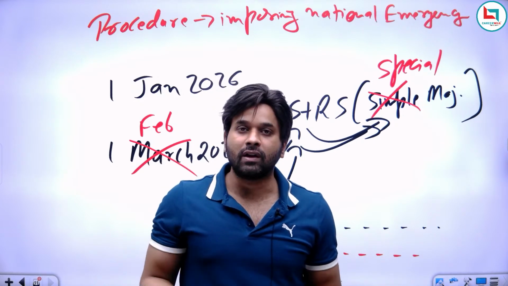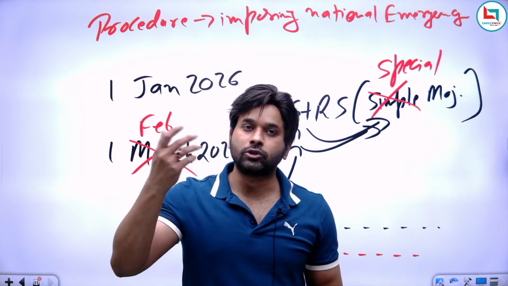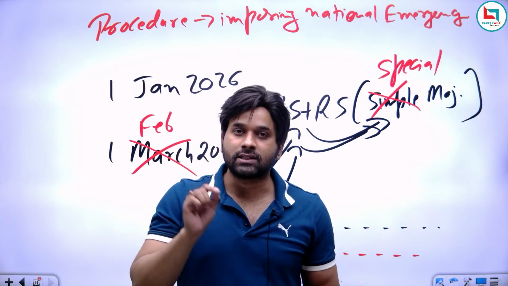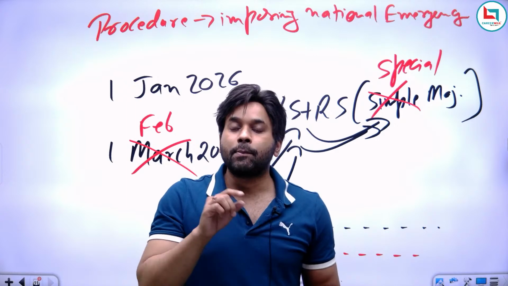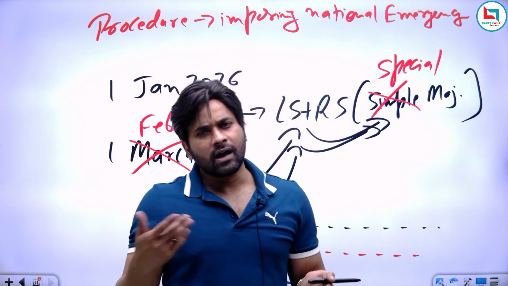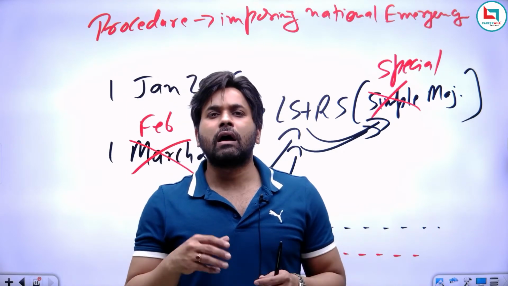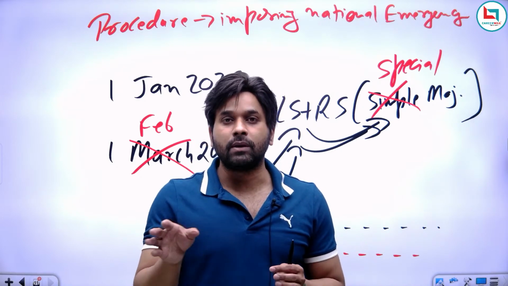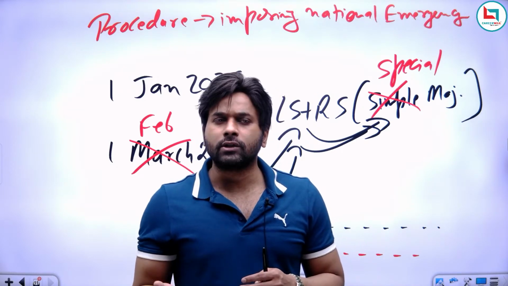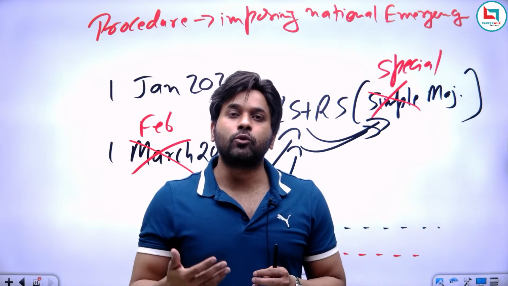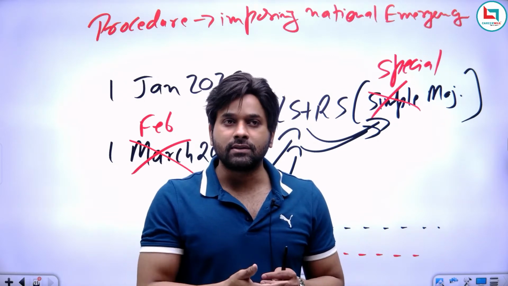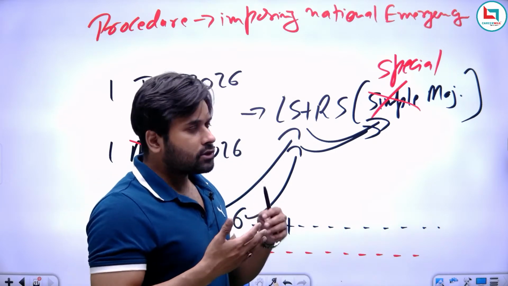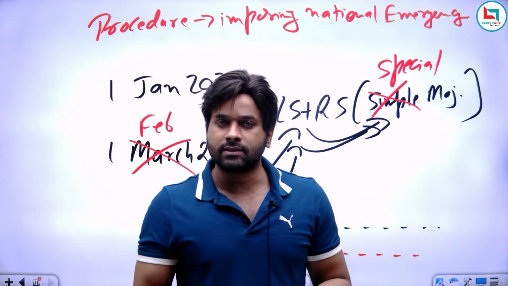Now how will the question come in the examination? Suppose the question is like this: within how many months are the Lok Sabha and Rajya Sabha required to approve the national emergency? Or another way: Lok Sabha and Rajya Sabha are required to approve national emergency in how many months? And another question can be, what is the periodic approval for approving national emergency? It is 6 months. The other question: national emergency should be approved by which majority? It is the special majority.